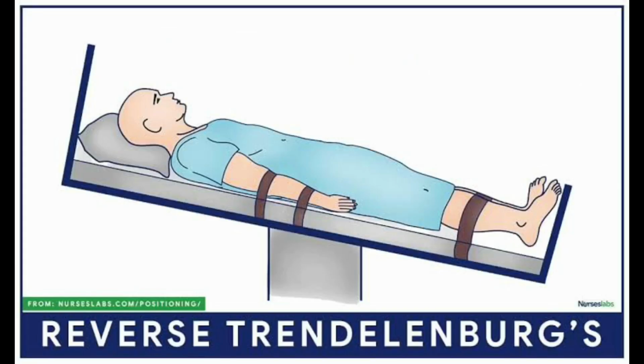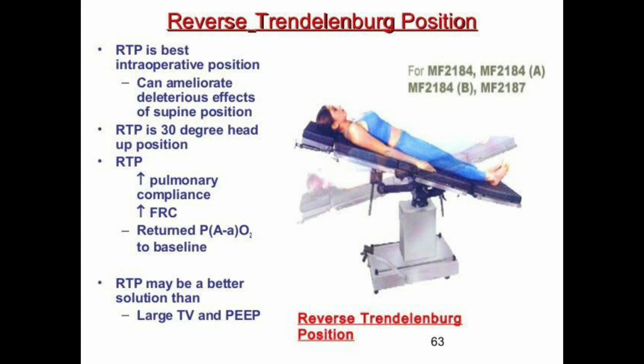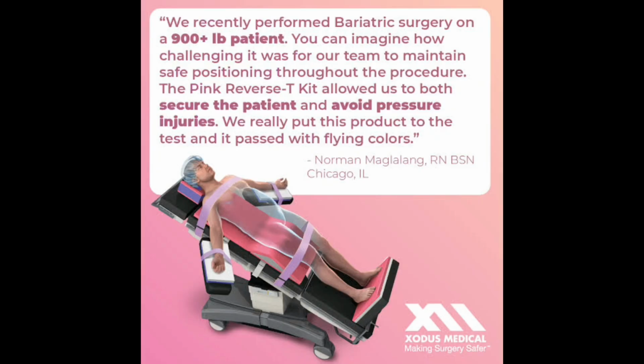Seventh, reverse Trendelenburg position. The reverse Trendelenburg position places the patient's head and chest 30 degrees higher than their abdomen and legs, while keeping their hips and knees unflexed. In the semi-recumbent position, the legs are on the bed while the head and torso are positioned upright at a 45-degree angle.